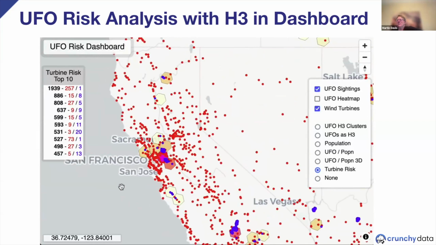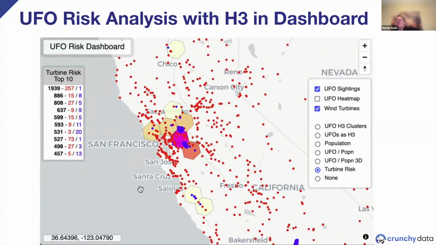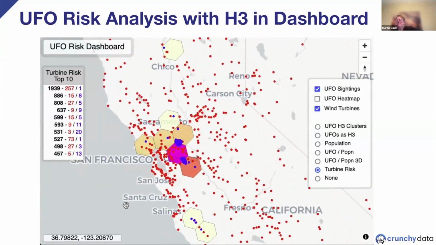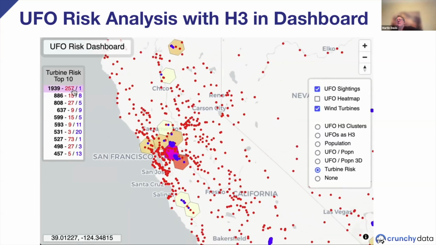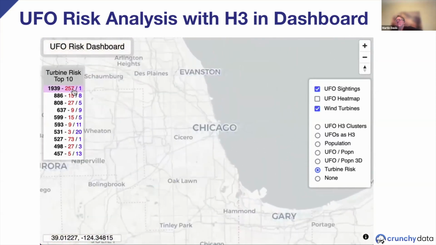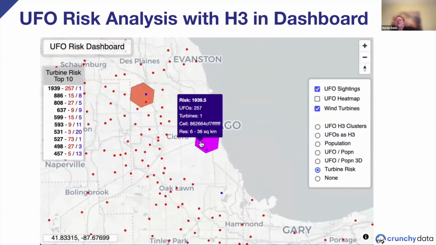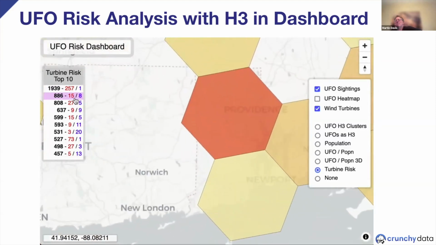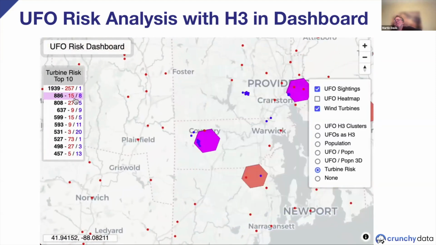We'll turn on the actual data points here. But of course, you don't want to have to scan the whole map to find the highest risk hexagons. So that's where the analysis view comes in, the top 10 view. And that'll allow us to zoom to the areas of highest risk. So we can just click on each one of those features and that'll zoom the map. And we're showing this at H3 resolution 6. So this is going to show us areas where you either have a lot of UFOs or a lot of wind turbines or both.